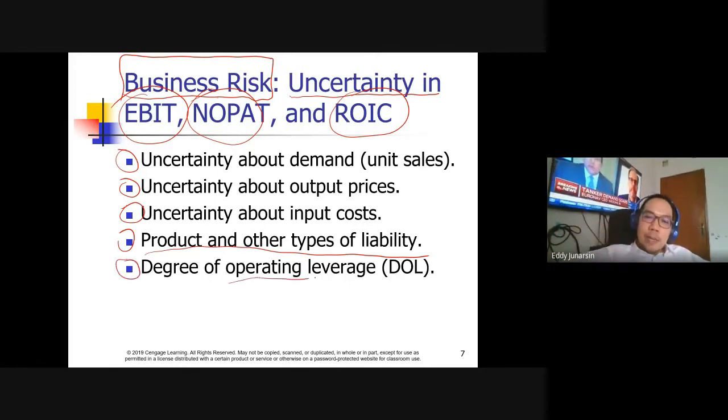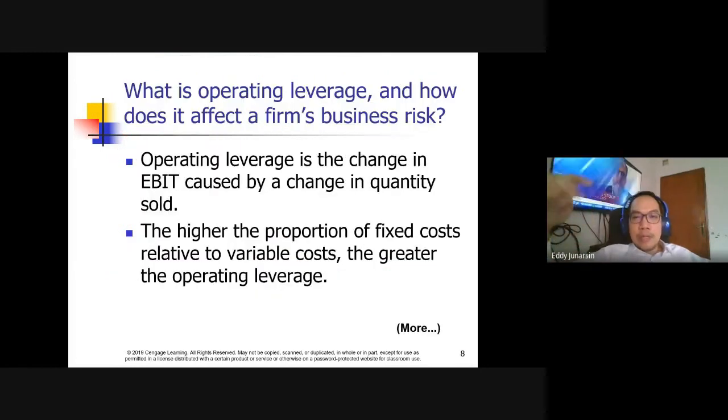And then, so this is an interesting one, degree of operating leverage. So this is a specific term in finance. Degree of operating leverage, or DOL, is defined as the level of the usage of fixed costs, right? So the level of fixed cost use. So I think we can talk more about this, right? The degree of operating leverage, or DOL.